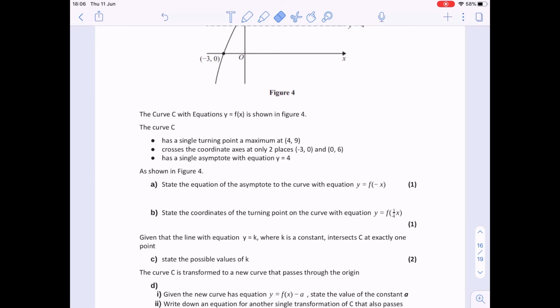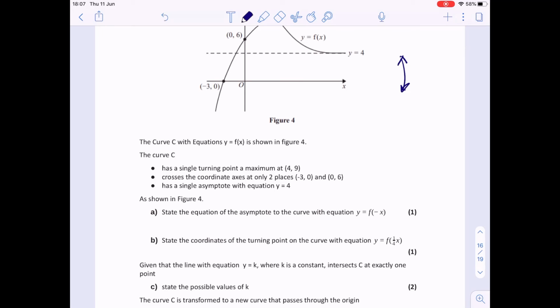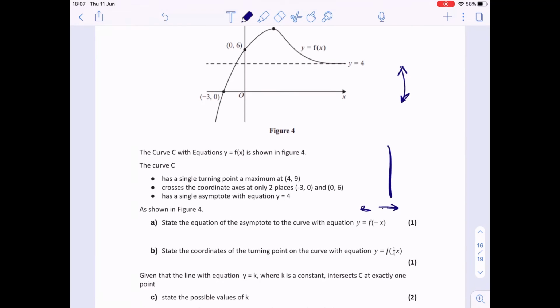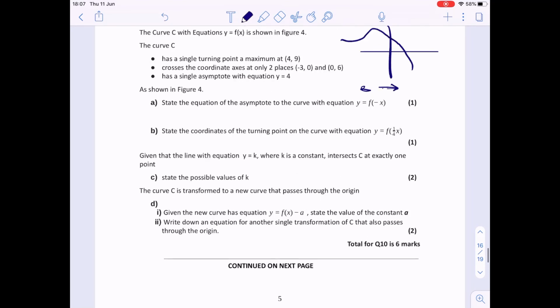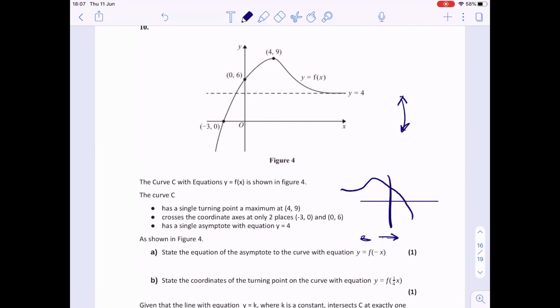Now y equals f of minus x is going to be a reflection, and our question is, is it going to reflect vertically or is it going to reflect horizontally? Well, whenever something's inside the brackets, it's going to move in the horizontal direction. Okay, so our graph is going to look something along the lines of what it did before, but in reverse this way, like that. Now the asymptote of y equals 4 is still going to stay the same. So my answer to A, y equals 4 is still going to be the equation of that asymptote.